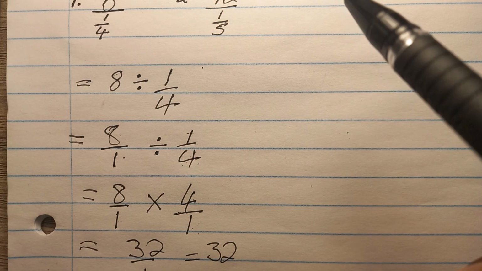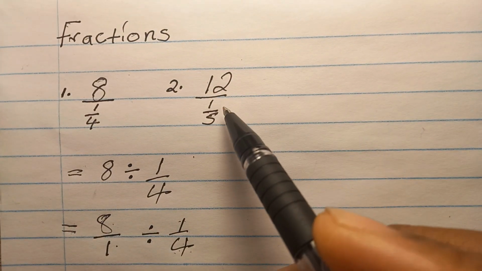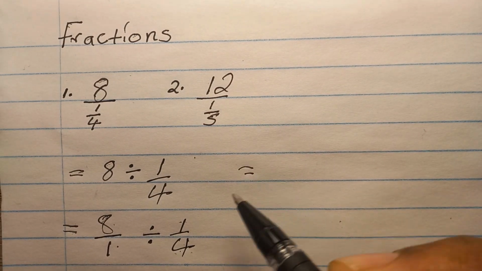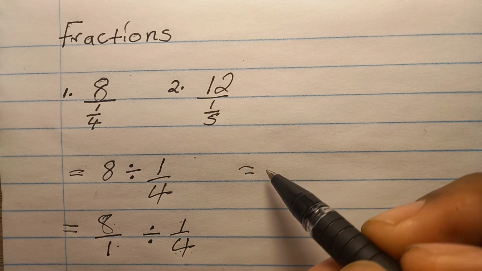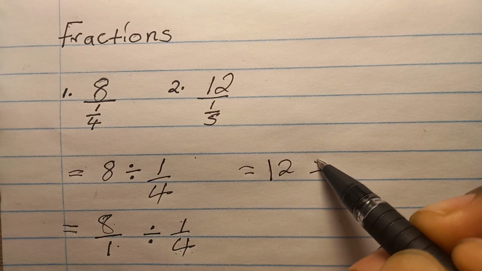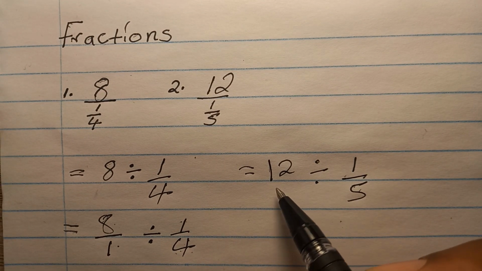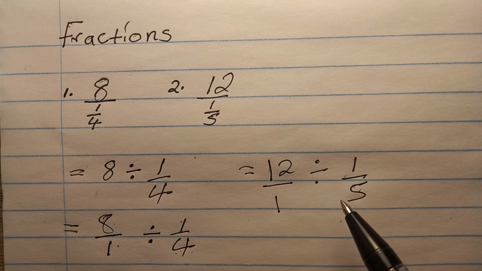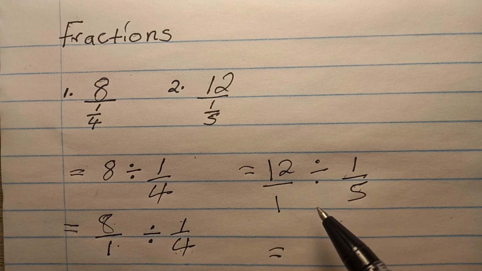Now let us come to our second problem, which is 12 divided by 1/5. Even here, we're going to deal with this the same way we dealt with 8 divided by 1/4. We say it is 12 divided by 1/5. Obviously, 12 is equal to 12 divided by 1. Instead of cross multiplying, we're going to change our division sign into a multiplication sign.